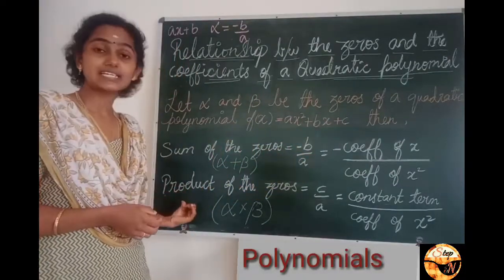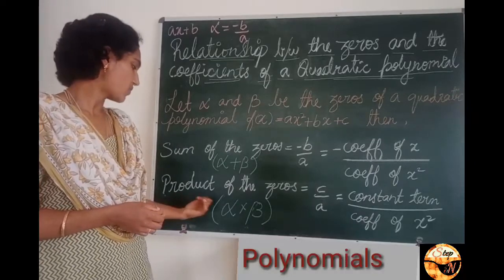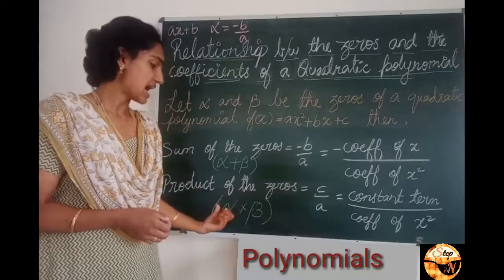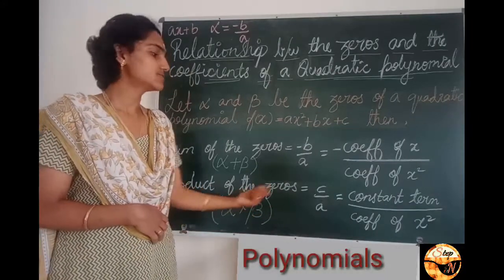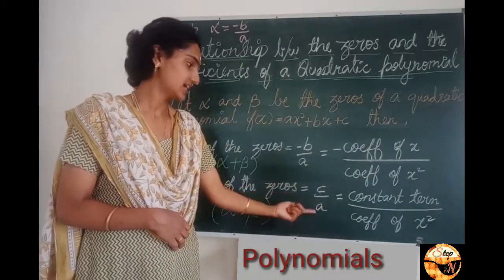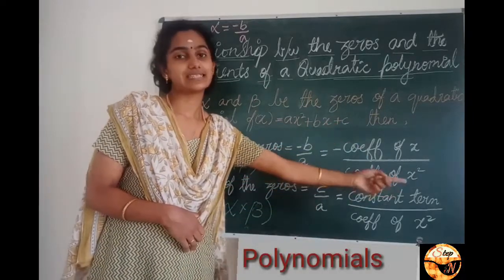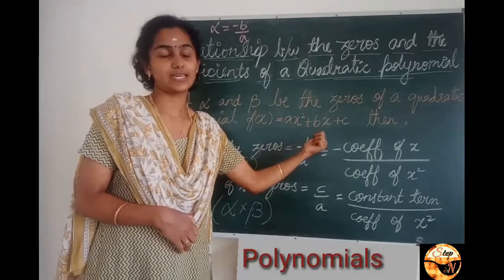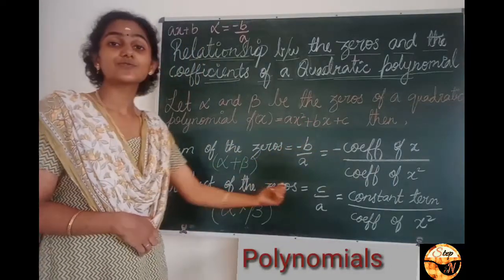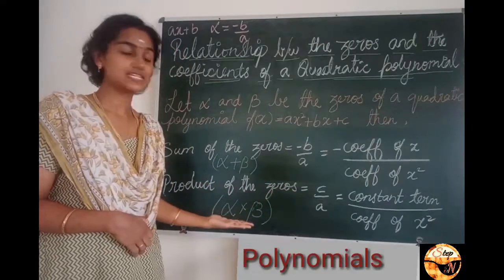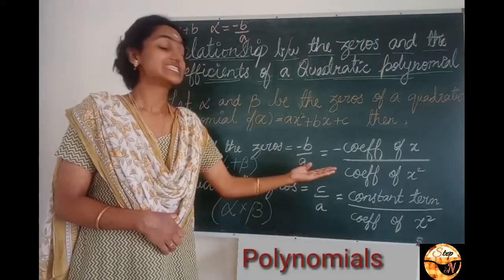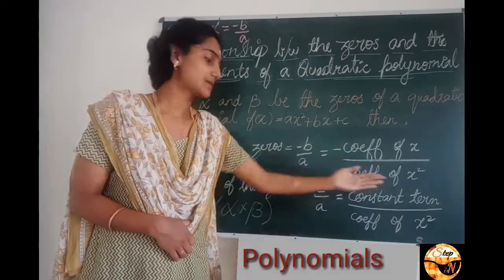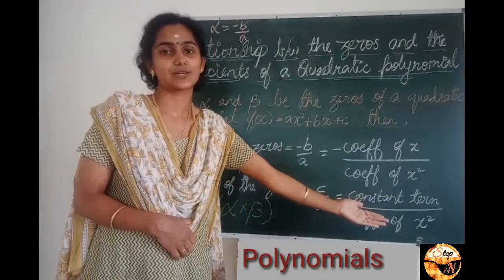Let's see. The next relationship is the product of the zeros. The product of zeros means alpha into beta, which will be equal to c by a. Here c is the constant term and a is the coefficient of x square. So the product of zeros alpha into beta is equal to c by a, which is the constant term by the coefficient of x square.